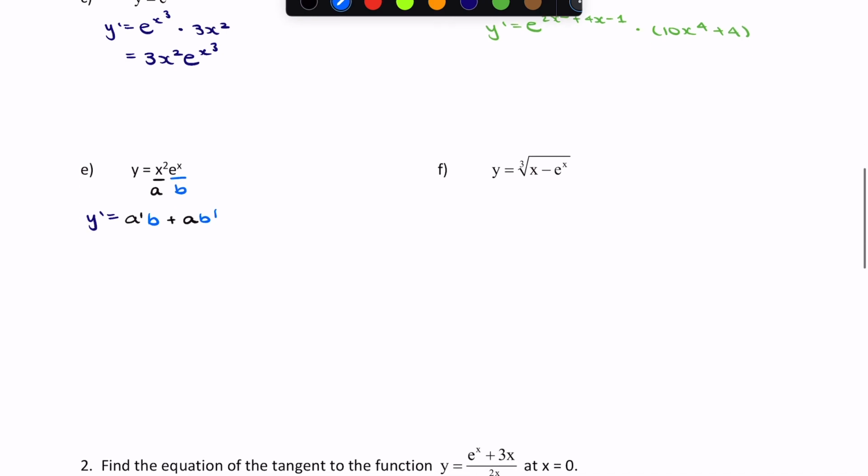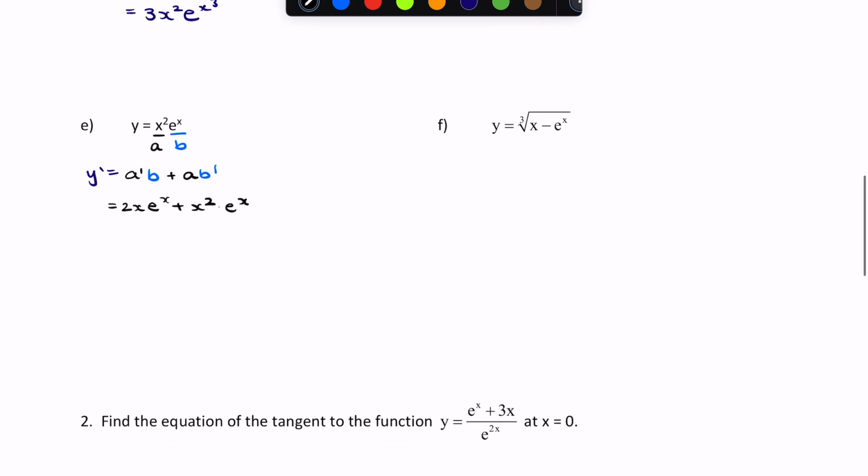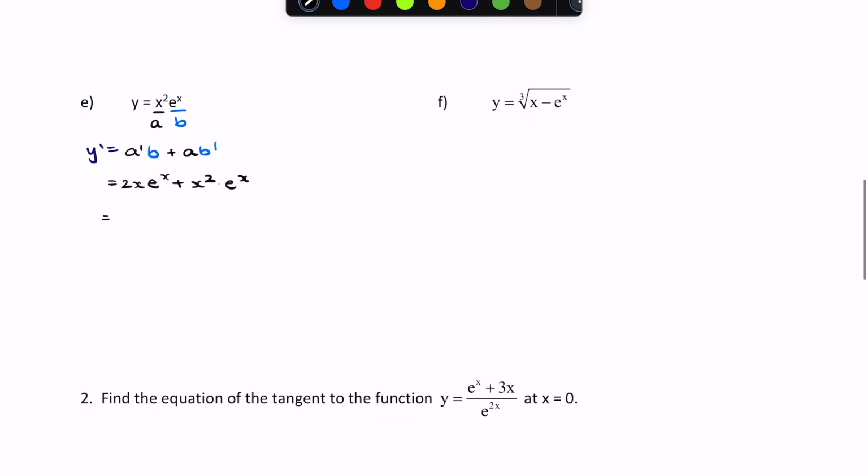So here we see that a prime is equal to 2x, b is just simply e to the power of x, plus a, which is x squared, and b prime, which is simply, again, just e to the power of x. So here, if we take out a common factor of e to the power of x, we'll be left with e to the power of x times 2x plus x squared.